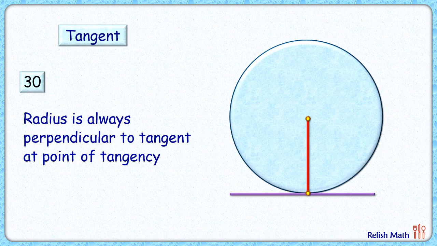The next set of theorems are based on the tangent. A tangent is a line which touches the circle at one point. The first basic theorem is that the tangent is always perpendicular to the radius at the point of tangency. So the angle between the radius and the tangent at the point of tangency is always 90 degrees. Let's check the next theorem.